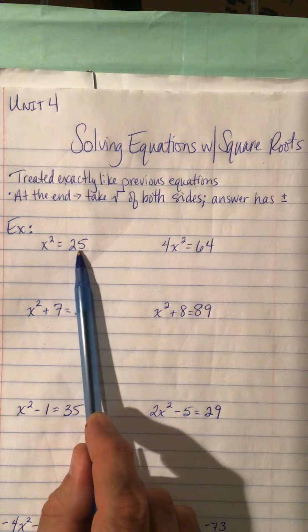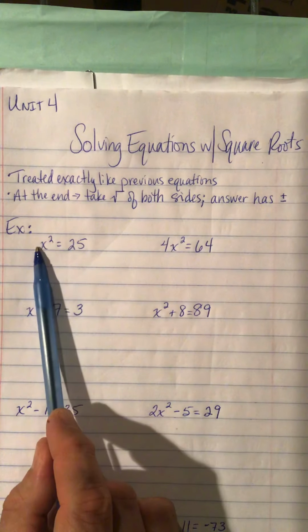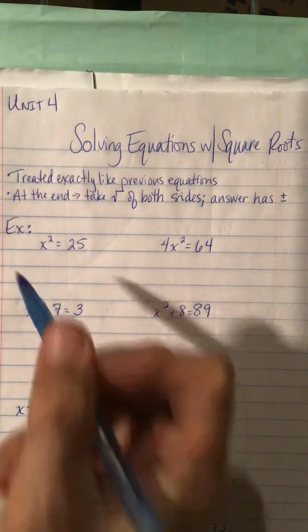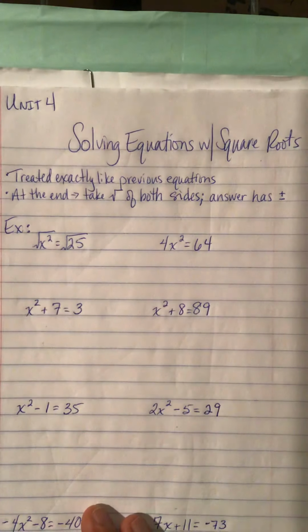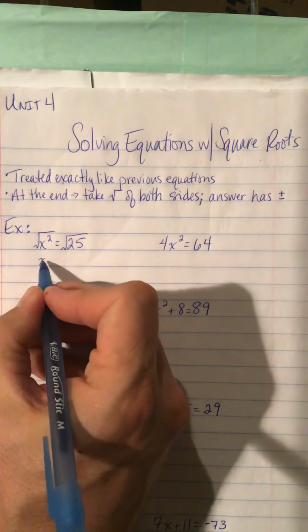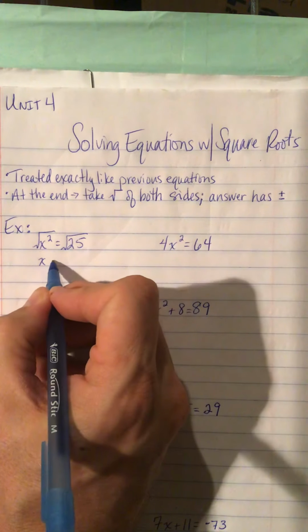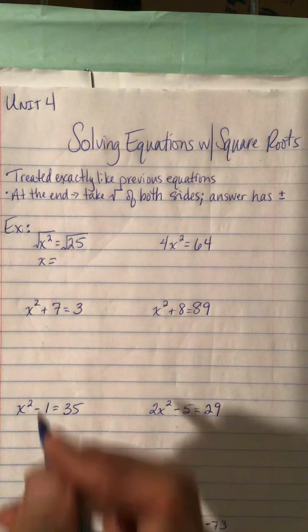We have x squared equals 25. You'll see that the variable is all by itself, x squared. So the inverse of square is square root. So we take the square root of both sides. The square root of x squared is x, because x times x is x squared, equals, what number would we multiply by itself to get 25?